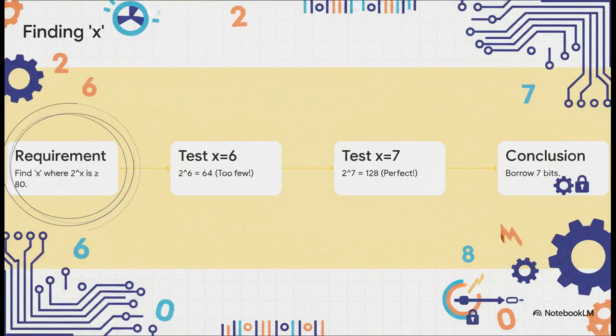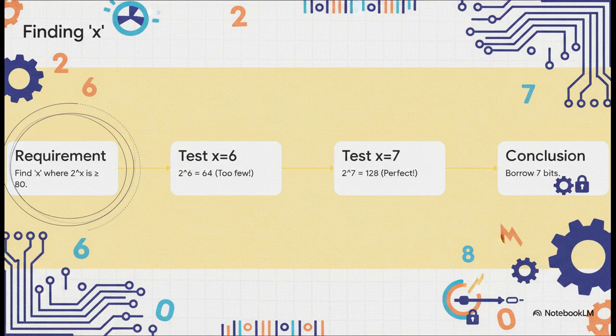We go right back to our trusty formula. We need 2 to the power of x to be greater than or equal to 80. So let's just try some numbers. Let's see. 2 to the power of 6, that's 64. Close, but that's not enough subnets. Okay, let's try the next one up. 2 to the power of 7 is 128. Perfect. That's more than the 80 we need, so we're good to go.